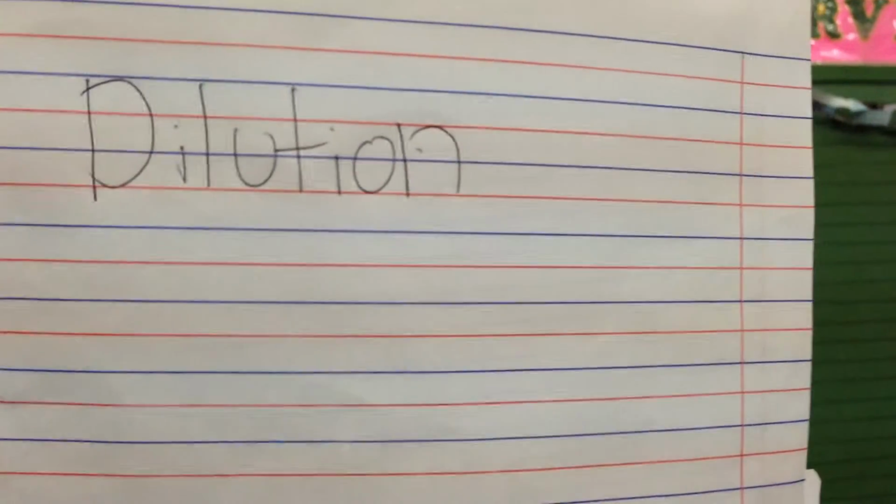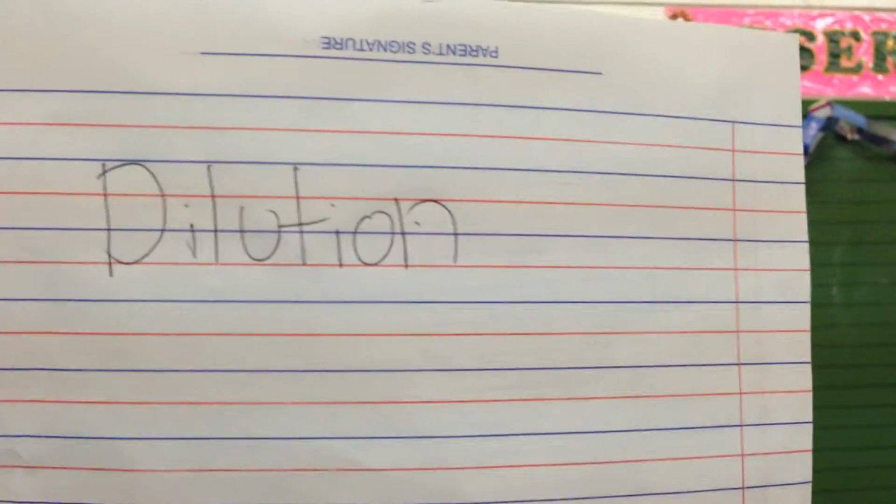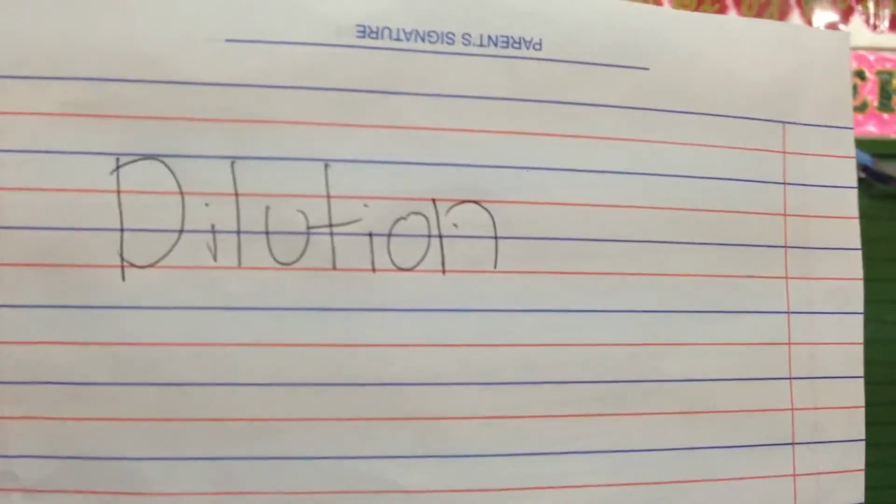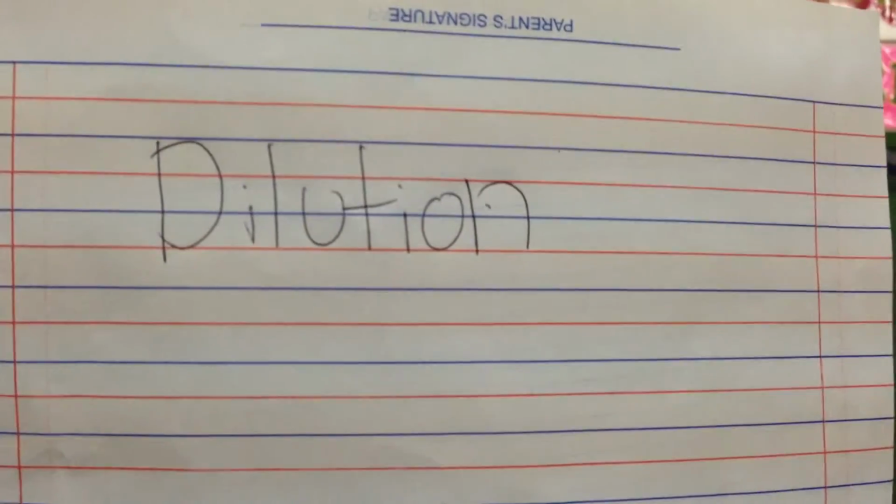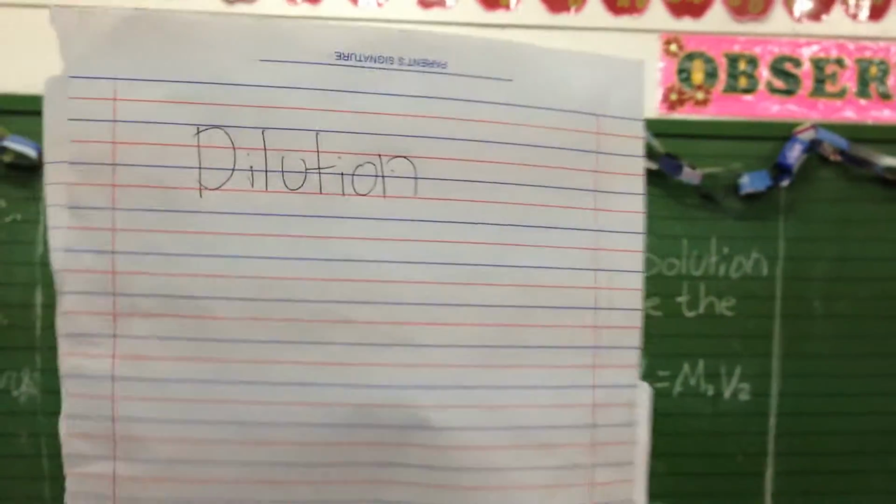So what is dilution? Dilution is the process of making a solution less concentrated by the addition of more solvent. So I know you guys are a little curious because you can't see me, but I'm gonna show myself.